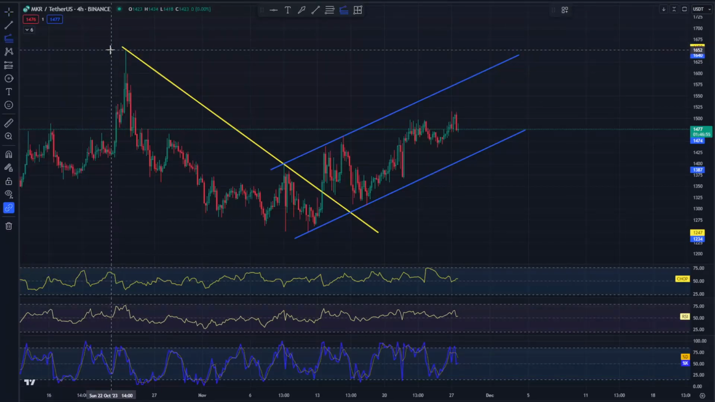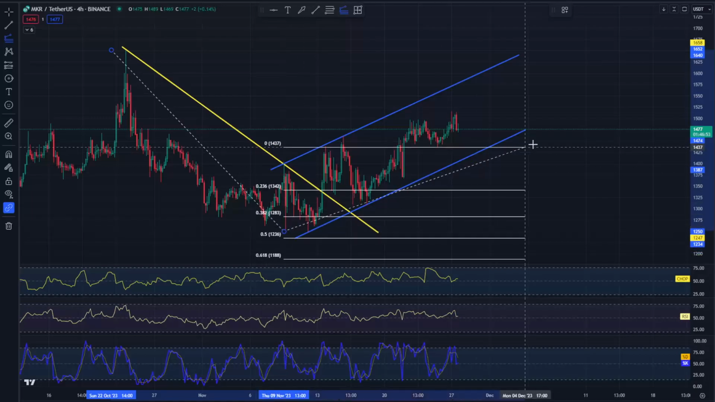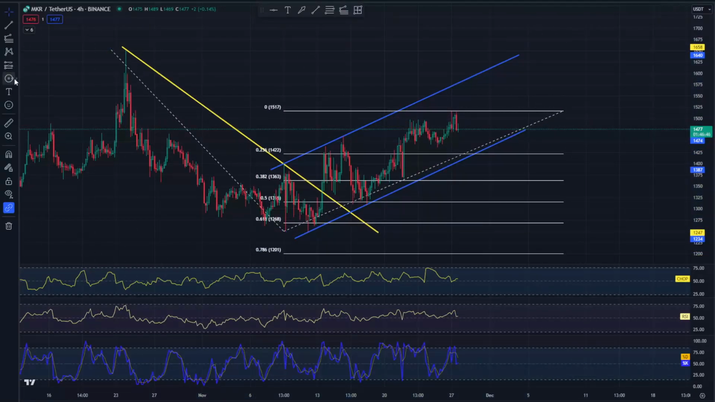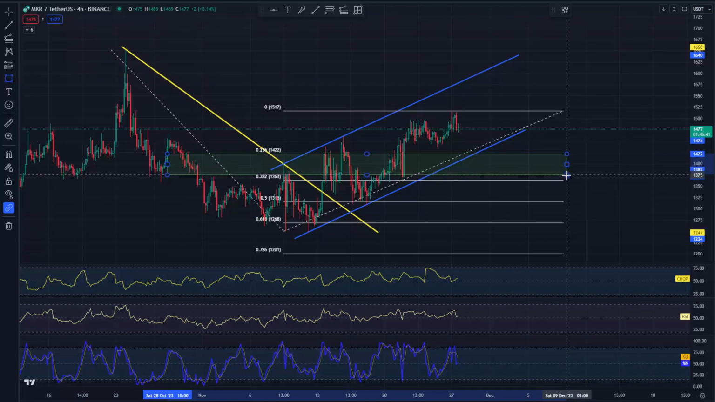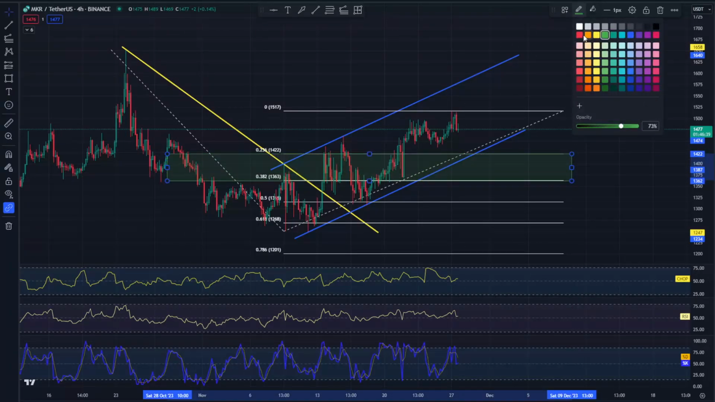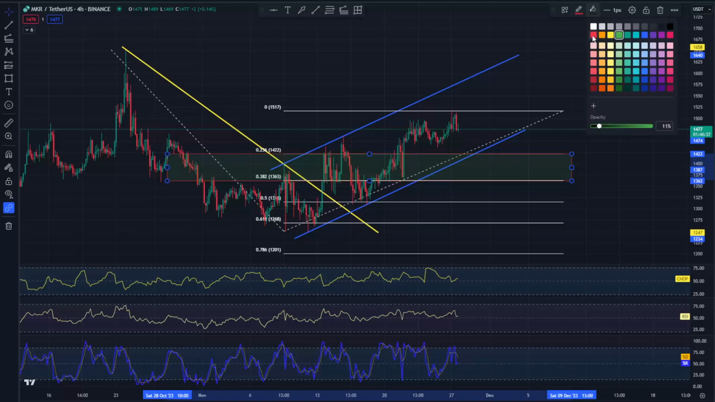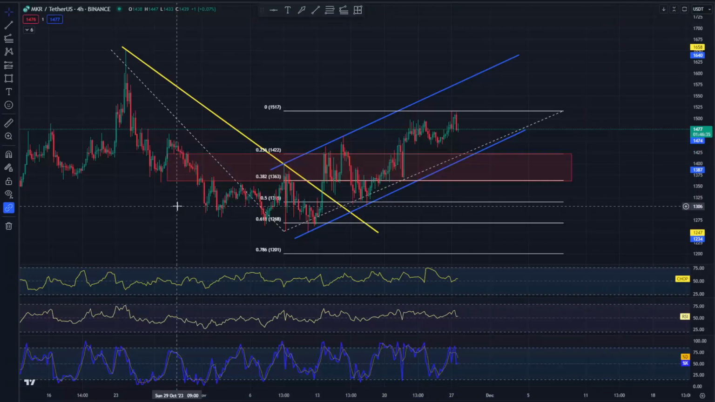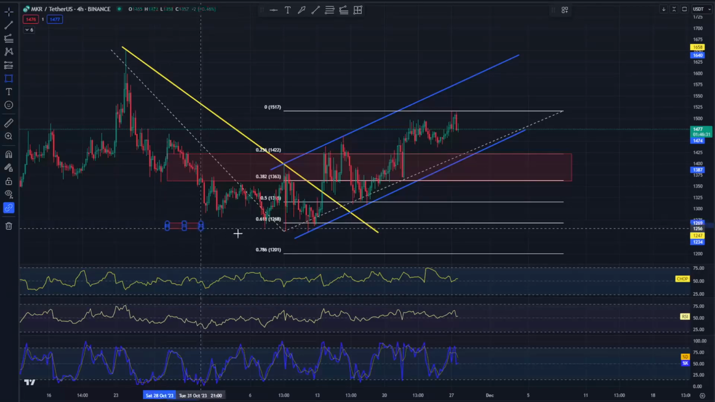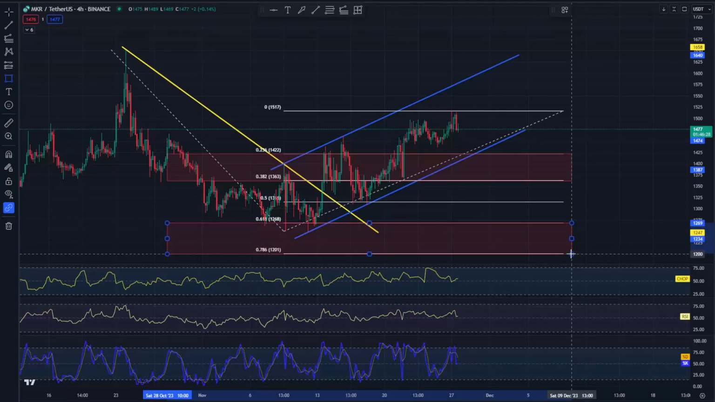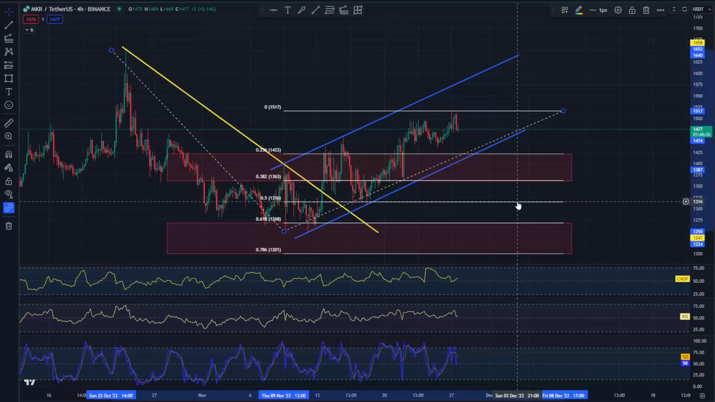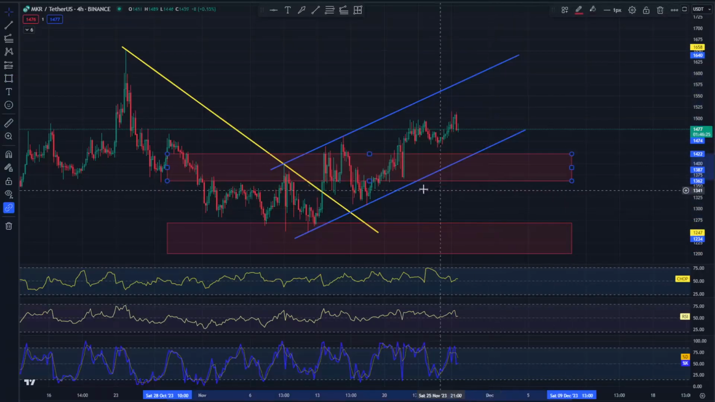Moving forward, we can move on to marking support areas when a correction begins. And here we have the first support zone from $1,422 to $1,362. But if this zone is broken, we still have a second strong support zone from $1,269 to $1,201.